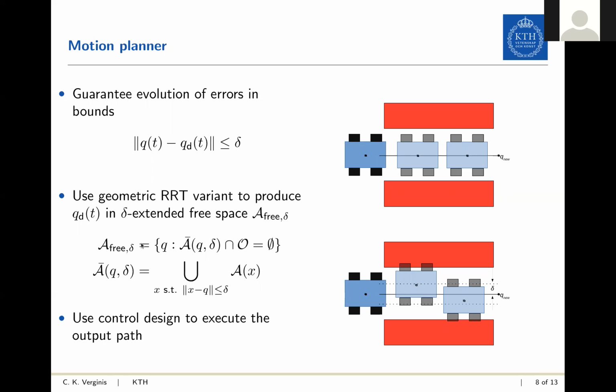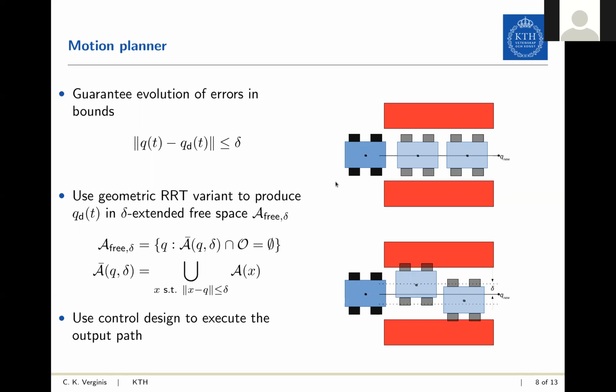So the extended free space is essentially the space where the inflated volume of the robot does not meet the obstacles, and this inflated volume of the robot is essentially the original volume inflated by these delta bounds. So here on the right, we have an example.